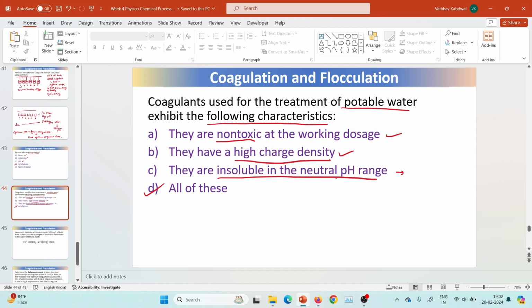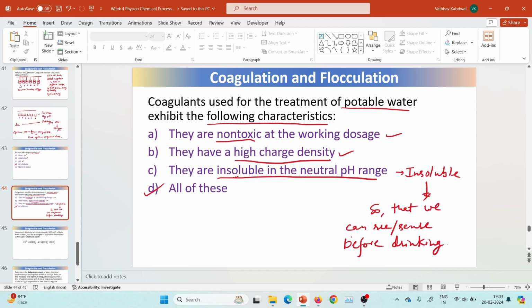So it requires them to be insoluble at neutral pH range. That's why they should be insoluble, so that we can see or sense it before drinking water.